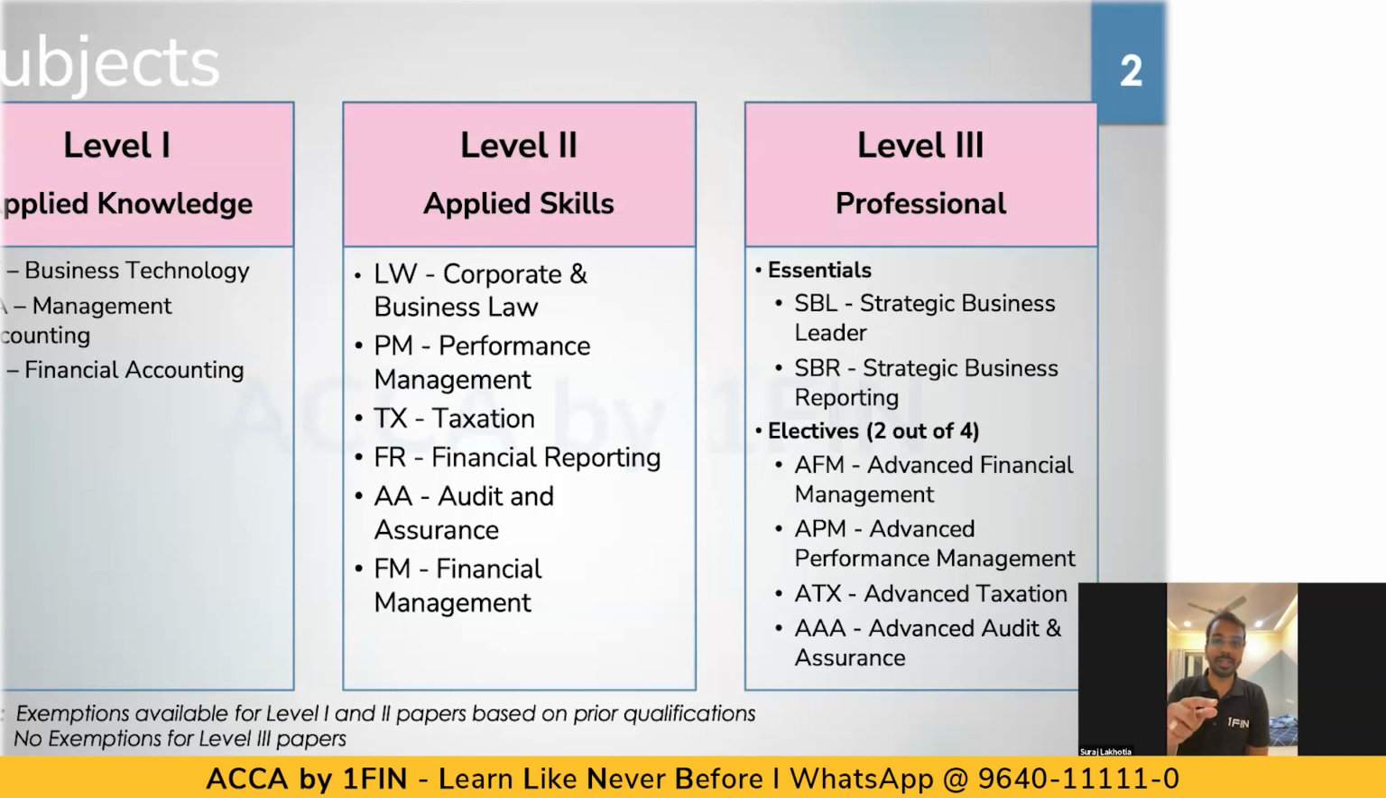Performance management, which is linked to management accounting of level 1. Then taxation, which is to do with the tax part of it. Financial reporting is advanced. See, financial accounting, financial reporting. Now, this financial reporting, you'd be surprised to know that a lot of what I teach at level 2, and what we just now understood as IAS 16 and IAS 40, a lot of these are taught at CA final level.